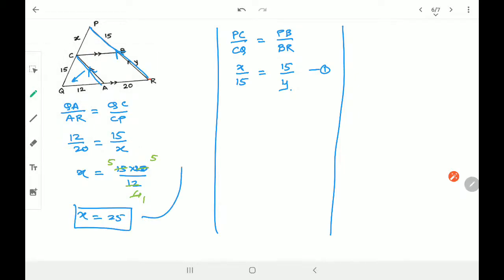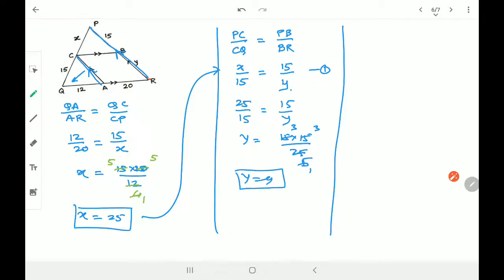Now you will say, then what is the use of equation 1? I can now put the value of X in it, and I get 25 upon 15 is equal to 15 upon Y, which easily gives Y is equal to 15 into 15 upon 25. 5 fives are 25, 5 threes are 15, and 5 ones are 5, 5 threes are 15. So Y is equal to 9. And here is the answer.